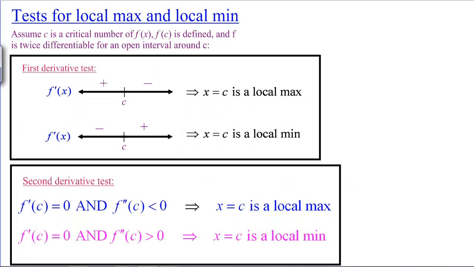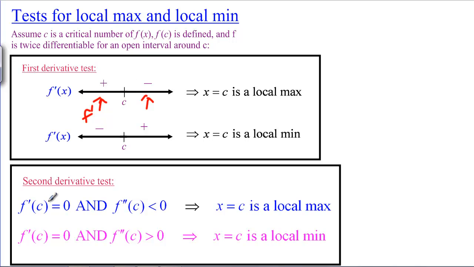And then lastly, our two tests for local maxes and mins. The first is the first derivative test, where we make a first derivative number line, we put all the critical points on the number line, we plug points into f prime in these intervals, and then if it goes from plus to minus, you have a local max, and if it goes from minus to plus, you have a local min. If it doesn't change signs, then you have neither a max nor a min.